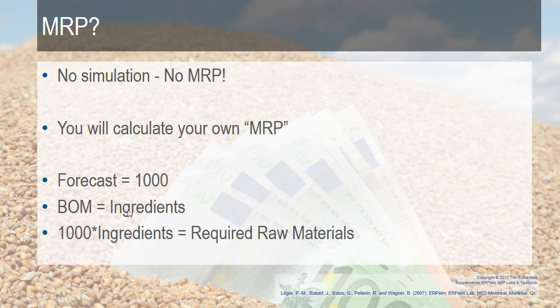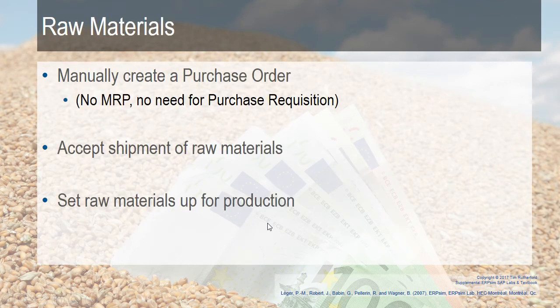And you're taking, for one product, 1,000 finished goods times the ingredients within the bill of materials, and that's your required raw materials. You're going to manually create a purchase order. So again, there's no MRP, there's no purchase requisition. We're going right to the purchase order.